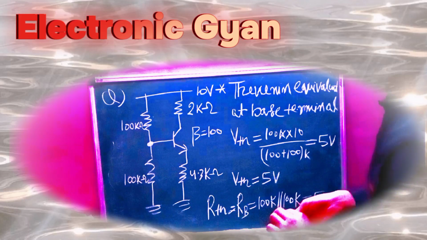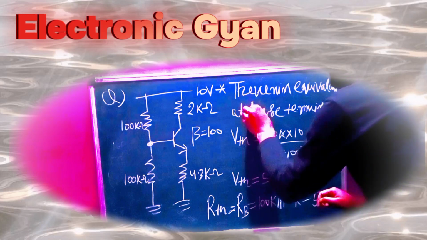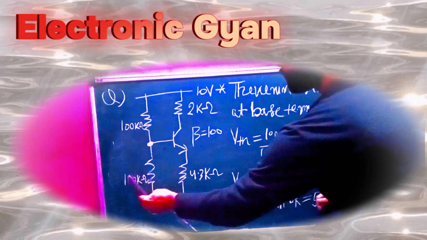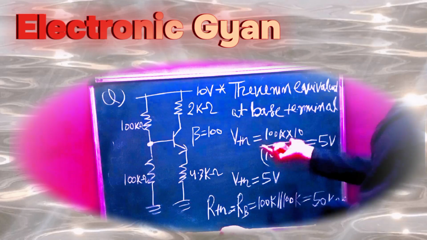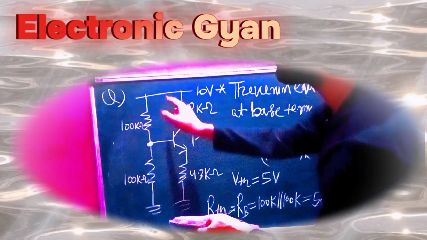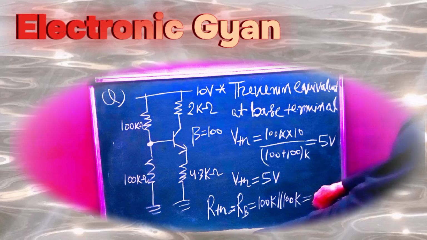So now what we are going to do? We are going to draw the DC equivalent circuit for the common emitter amplifier. How to draw that? Let's see with the help of this Thevenin equivalent. We will replace this by the Thevenin equivalent, that is 5 volt and 50 kilo ohm.